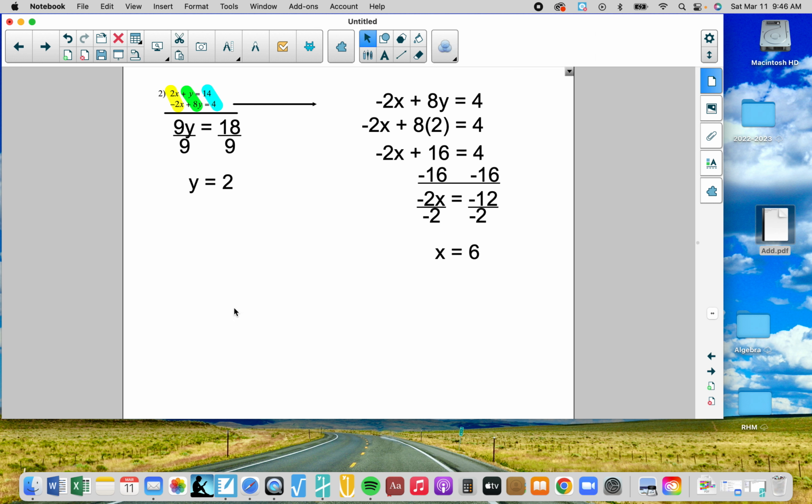Remember, our coordinate is x comma y, so I do my x value, then my y value. So 6 comma 2. And it takes about 60 seconds to go back to the original equations and check it. We know it's going to work on the bottom one because we utilized the bottom one to solve. So if we really wanted to check, 2 times 6 is 12, plus 2 is 14. 14 equals the right side, 14. So we know that it works for both of these equations. And that's what this solution is. It's a solution to these two equations.